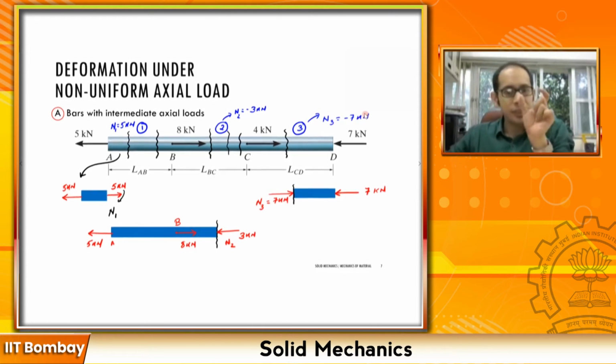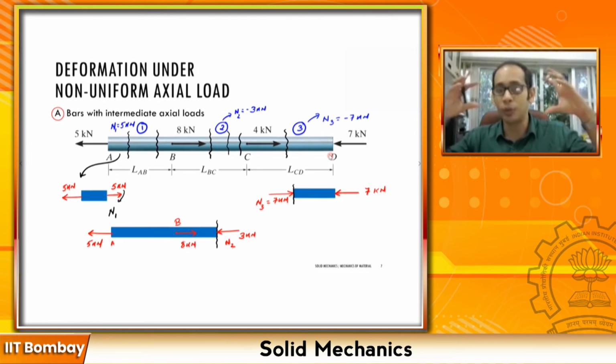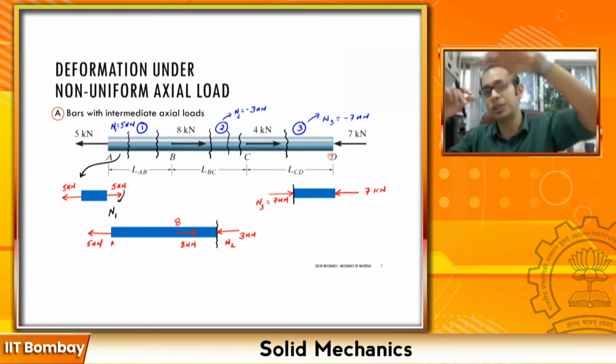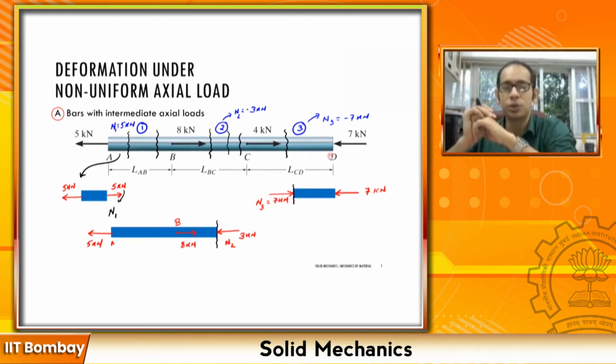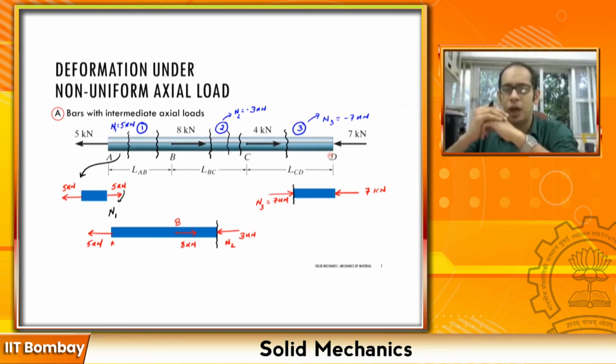So in between these individual chunks of A to B, B to C, C to D, I have these uniform loads, but if I take a look at that entire bar, that load is non-uniform. In the first part it is 5, in the next part it is minus 3, in the next part it is minus 7, right? So now that we have this kind of a case, how is the total deformation going to be? Previously it was easy, it was just delta equals PL divided by AE. Now how is the total deformation going to vary?